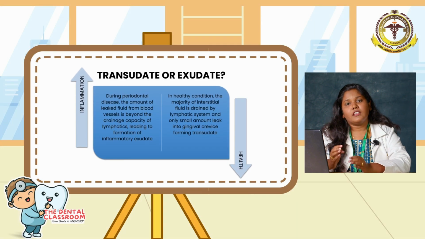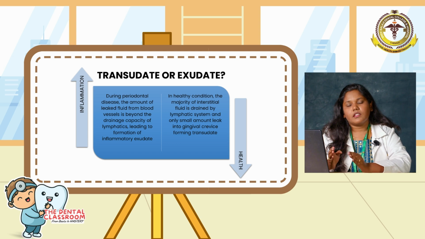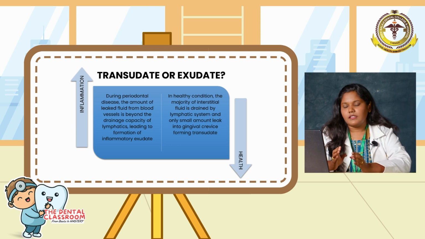Okay, why is there so much GCF in inflammatory states whereas non-inflammation doesn't have so much GCF? To know that, you have to see that around the blood vessels you always have the lymphatic system, right? This lymphatic system will drain the interstitial fluid and the extracellular fluid into the body, right?